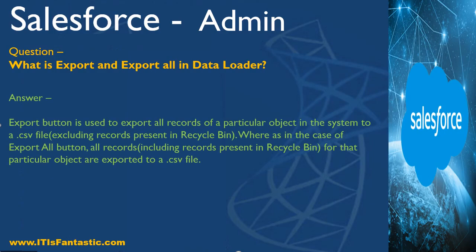What is export and export all in Data Loader? The Export button is used to export all records of a particular object in the system to a CSV, excluding records present in the recycle bin, whereas in the case of the Export All button, all records, including records present in the recycle bin for that particular object, are exported to a CSV file.